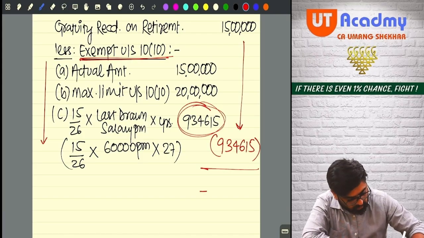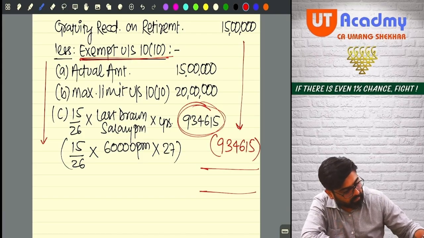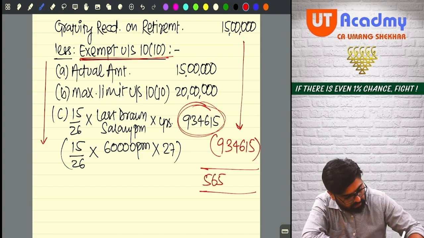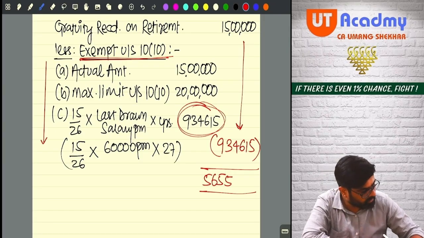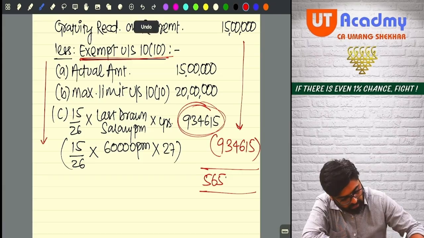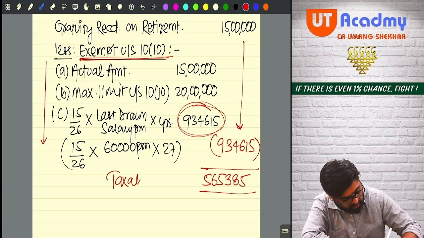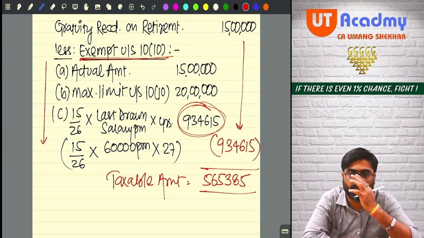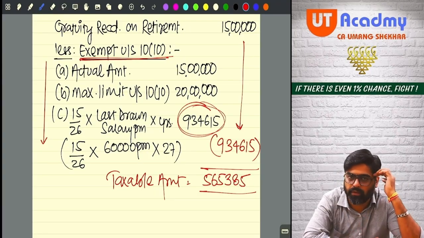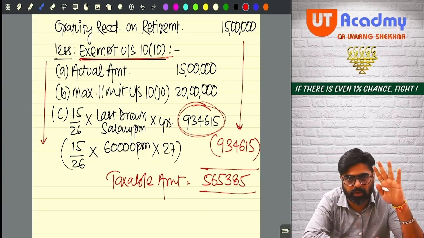Yes or no? So how much will remain now? Minus 15 lakhs, you will get 5,65,385. This is the taxable amount of gratuity. This is what they want you to calculate. Everyone got this amount? Sure.